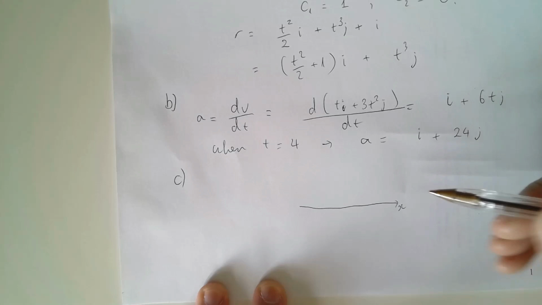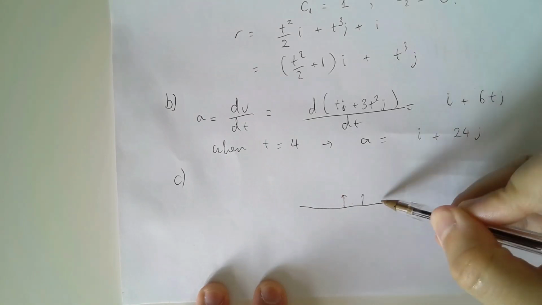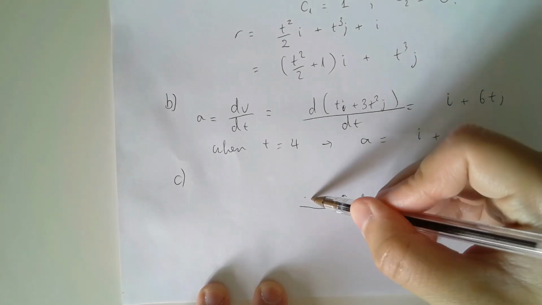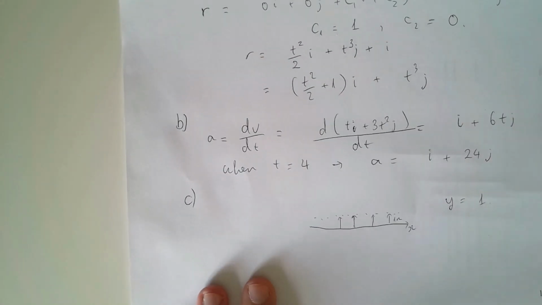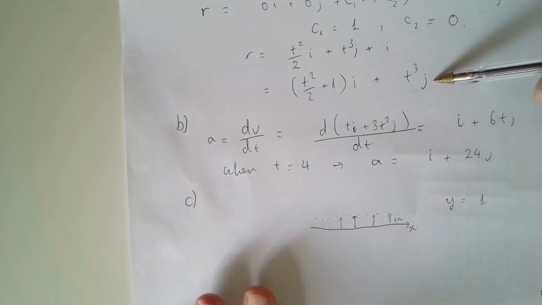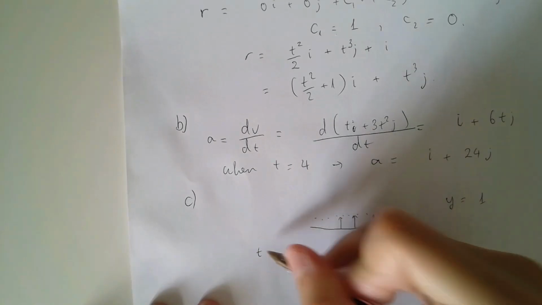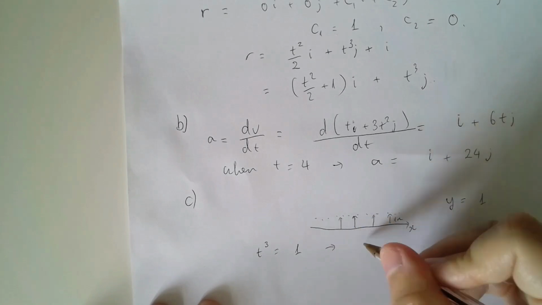So the x-axis is like this. I mean 1 meter above means every single point is 1 meter above here, above 1 meter. So all the points on the top there mean the y value equals 1. Literally y equals 1. So look at our formula you got here. That means when y equals 1, t cubed has to equal 1. That means t equals 1.